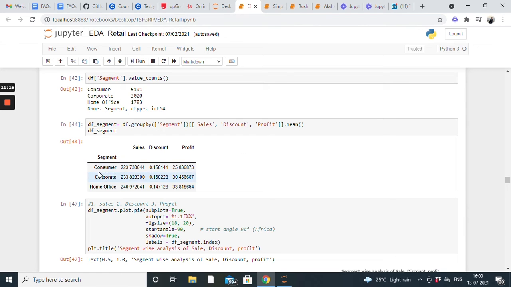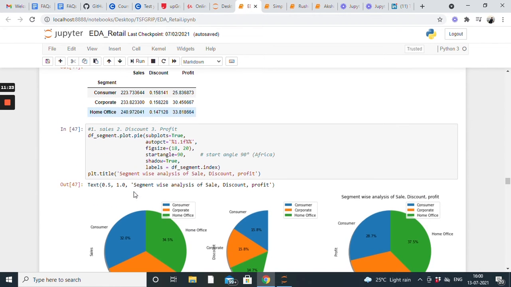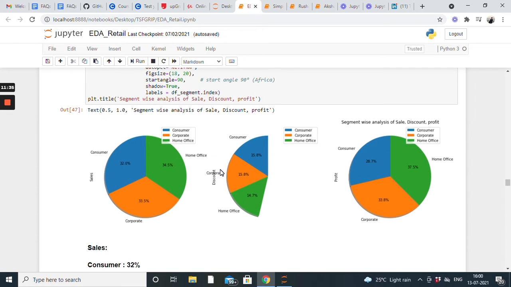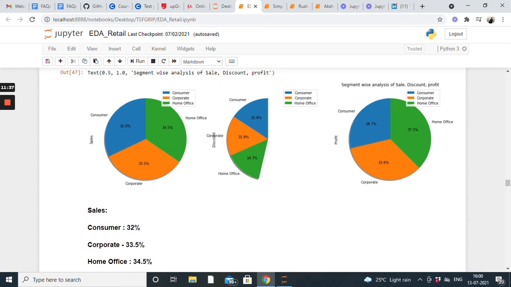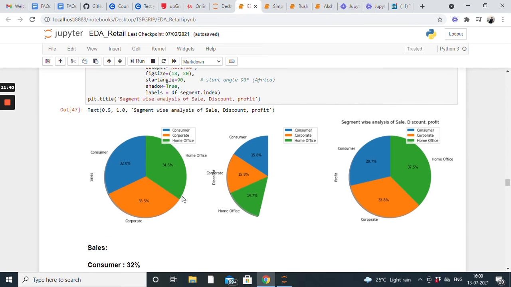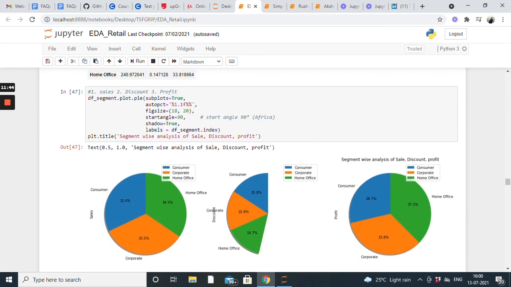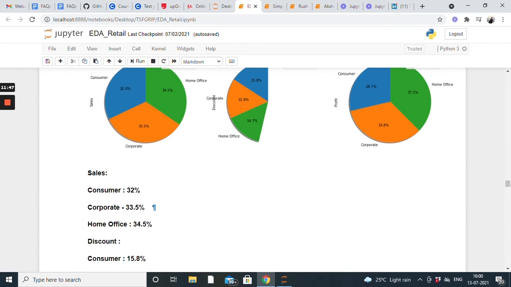So this is consumer, corporate and home office, with the sales mean value, discount mean value and profit mean value. Now we can go with the pie chart here for the segment wise analysis of sales. The consumer segment is having 30% of sales, the corporate segment 33%, and home office 34.5%.